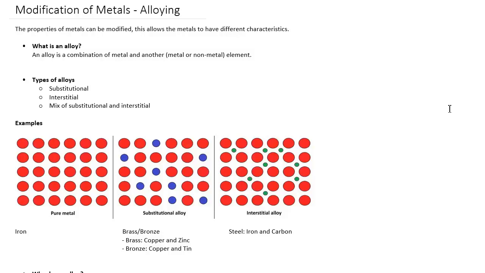Okay, so within this tutorial we're going to have a look at modifying metals. Now we'll have a look at a technique called alloying. Okay, so alloying is essentially a combination of a metal and another element, and this other element may be metallic or maybe non-metallic. Okay, so we'll have a look at examples in a moment, but a common type of alloy is steel.